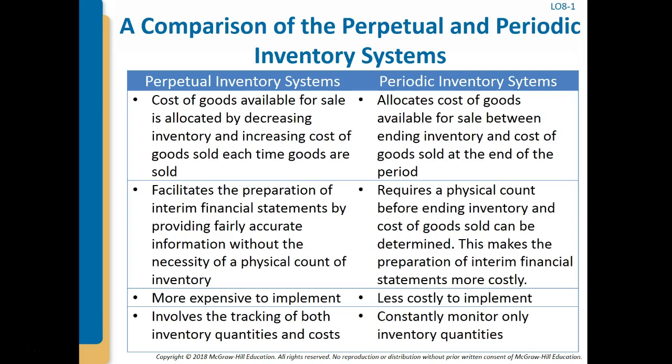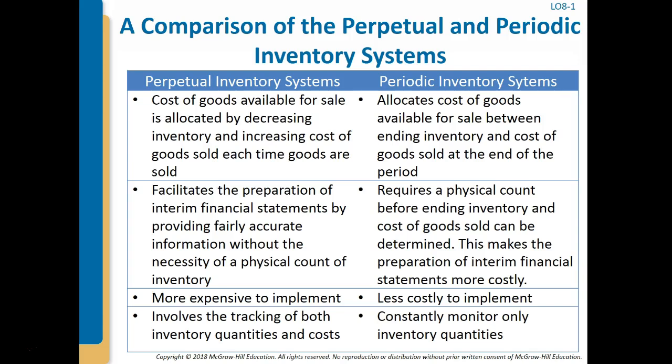The choice between the two approaches usually is motivated by management's control considerations as well as the comparative cost of implementing them. Perpetual systems can provide more information about the dollar amounts of inventory levels on a continuous basis, but they also facilitate the preparation of interim financial statements by providing pretty accurate information without the necessity of a physical count of inventory. On the other hand, a perpetual system may be more expensive to implement than a periodic system. This is particularly true for inventories consisting of large numbers of low-cost items.